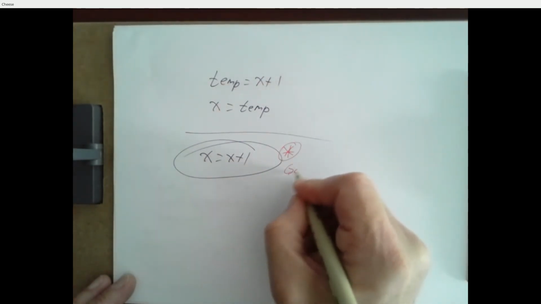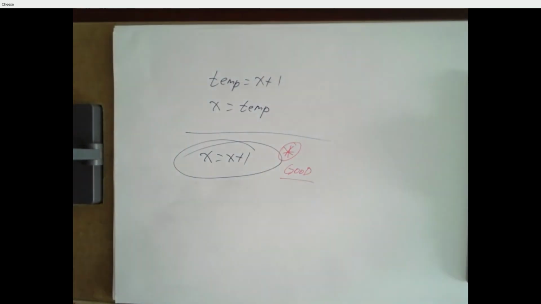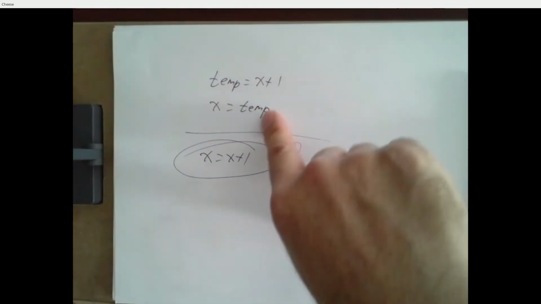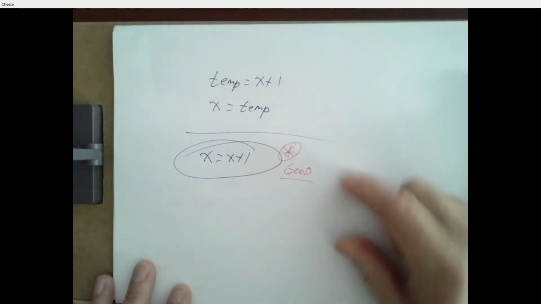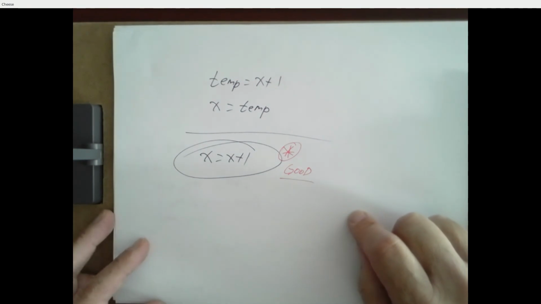All right, this is good. Does the compiler treat both of them the same? A good compiler might. A good compiler might notice that temp is never used anywhere, and it might actually replace this with just an increment x. But a cheap compiler, probably not.